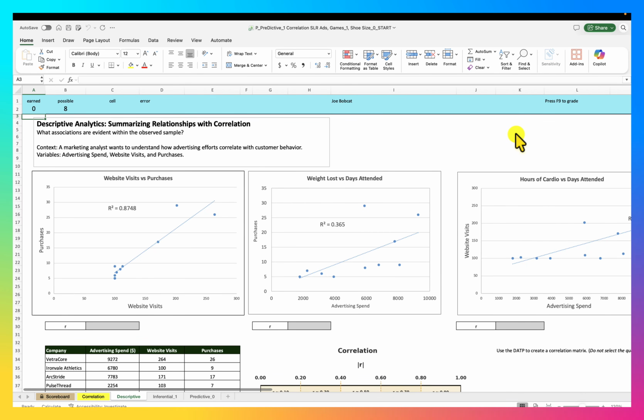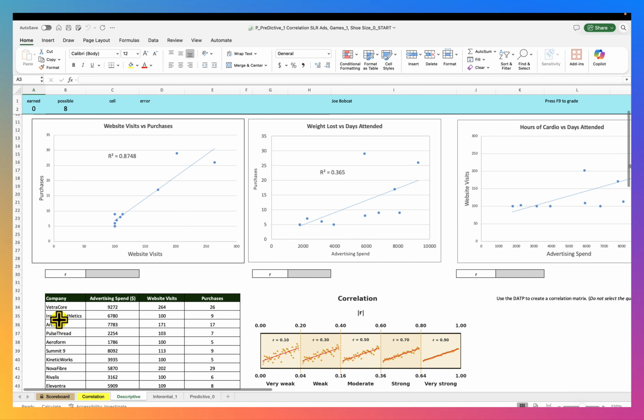Descriptive analytics, summarizing relationships with correlation. What associations are evident within the observed sample? So the context is a marketing analyst wants to understand how advertising efforts correlate with customer behavior. And the variables are advertising spend, website visits, and purchases.